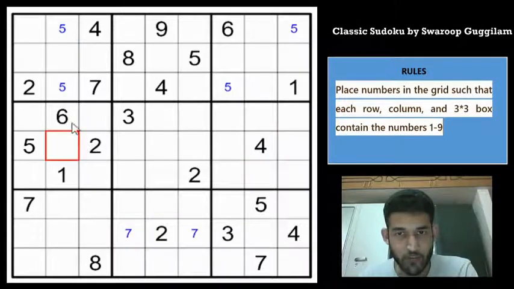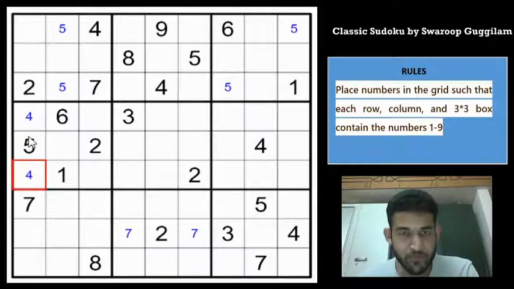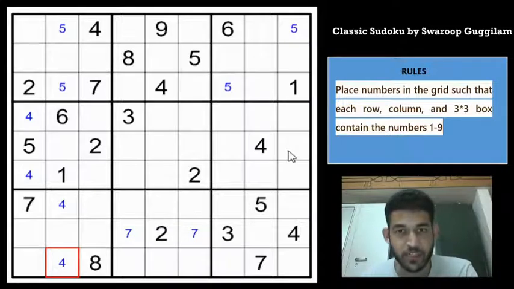There is a 4 in row 5 and 4 in column 3, which means 4 must be narrowed down to one of these two cells. There is a 4 in column 1 and column 3 and 4 in row 8, which means 4 must be in one of these two cells. I think those are the easy pencil marks that we can make. Let us try to look for some pairs maybe.